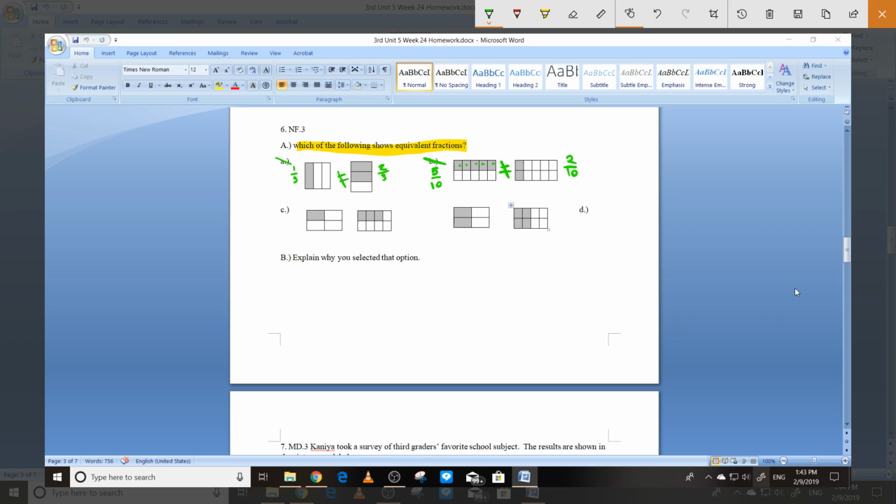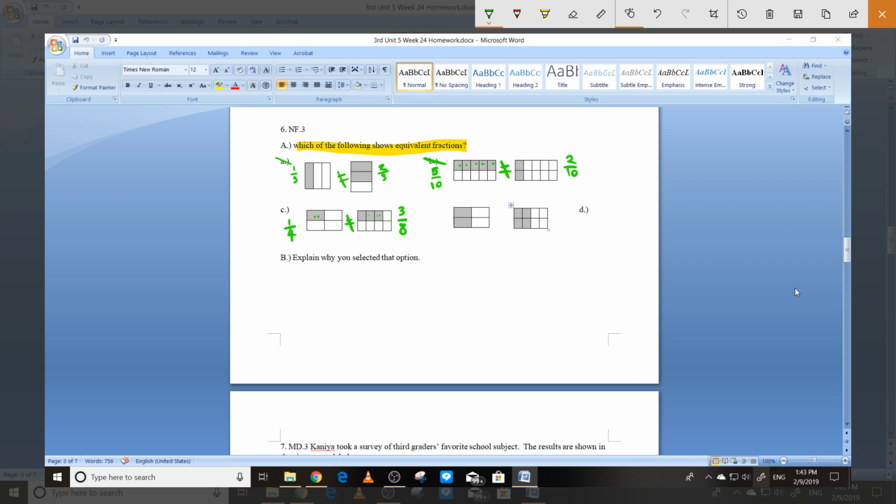Let's take a look at C. The rectangle is being broken into 4 pieces, and we have one shaded part. On the right side, however, it's been broken into 8 pieces, and there are 3 shaded parts. Obviously, 1/4 and 3/8 are not the same. See, these 3 pieces are bigger than that one piece. If you want to compare them, you can pretty easily tell they're not the same.